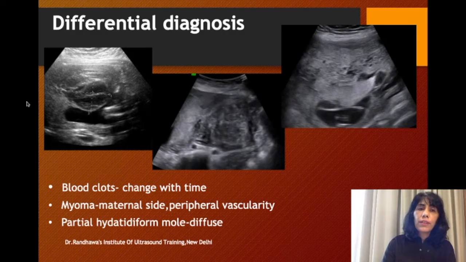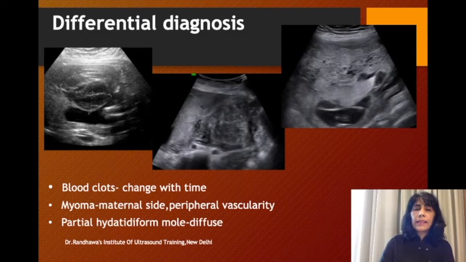So this was actually a blood clot, and when we followed this up, it changed its appearance. Chorioangioma will not change appearance. If there is a blood clot over the placenta, a subchorionic hematoma, and you follow up after a week, it will show you changes, while chorioangioma will remain the same.